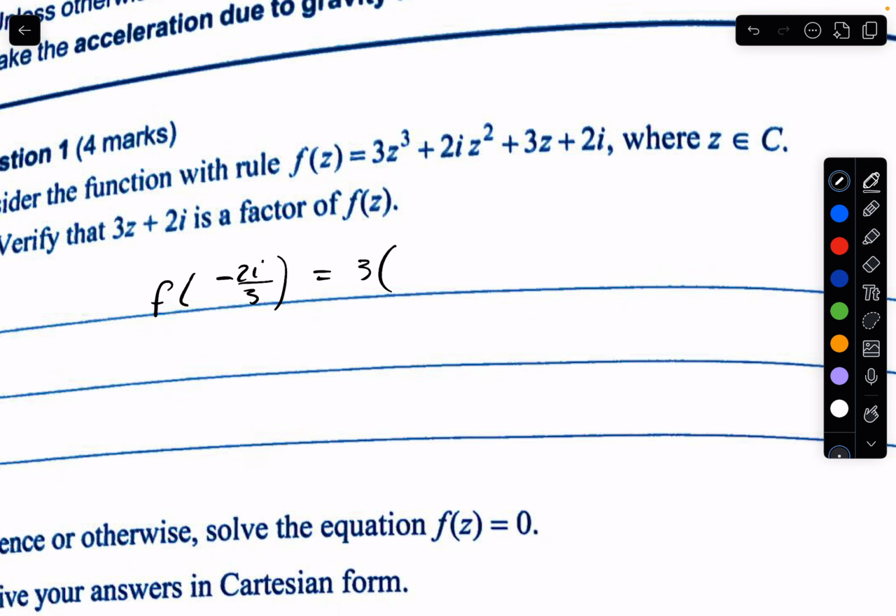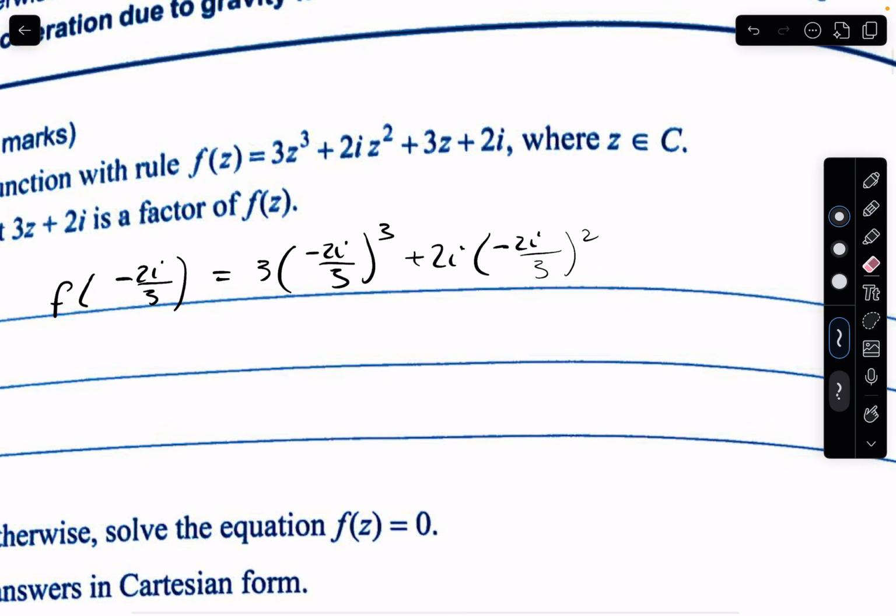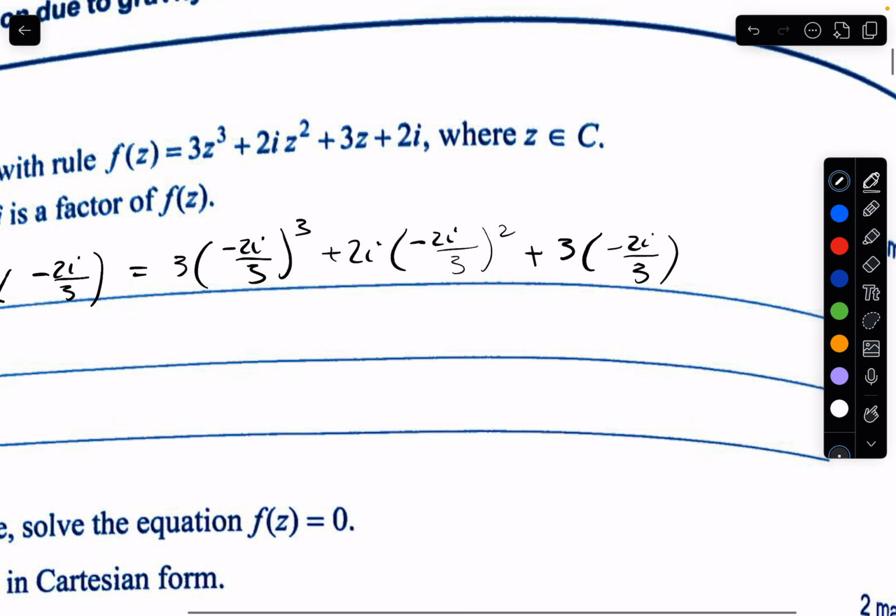So that's 3 times negative 2i over 3 cubed. I'll just write it out first. Plus 2i times negative 2i over 3 squared, plus 3 times negative 2i over 3, plus 2i.